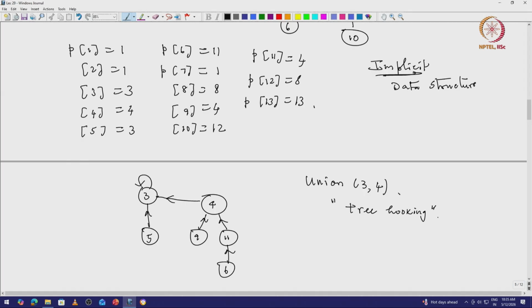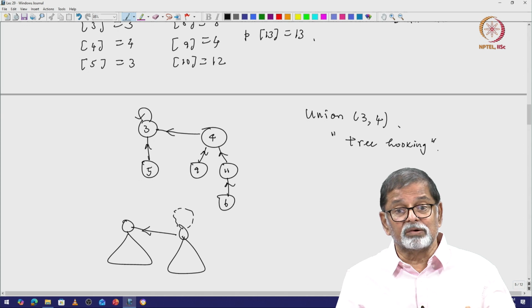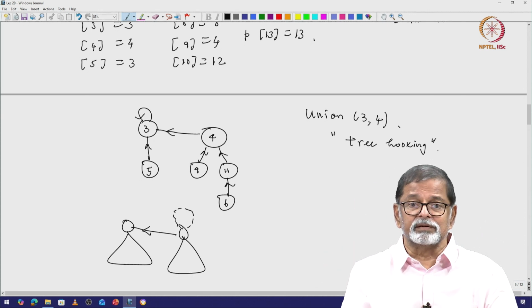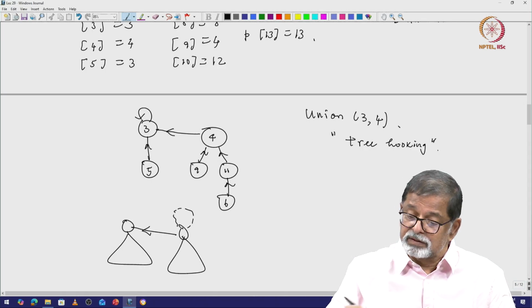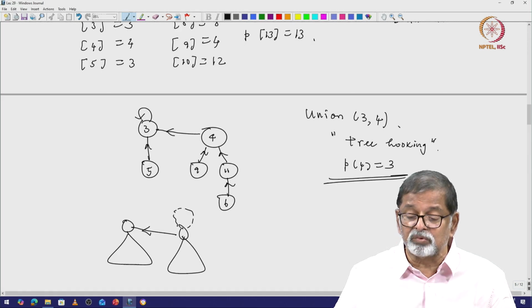So, in some abstract form you can see that if this is one tree, and this is another tree, earlier you would have got a self loop, but that self loop will be replaced by this. So, how do you do that? Earlier parent of 4 was 4 because there was a self loop, make that into 3. So, union of 3 and 4 is achieved by simply making parent of 4 equal to 3, that is it, only one step.